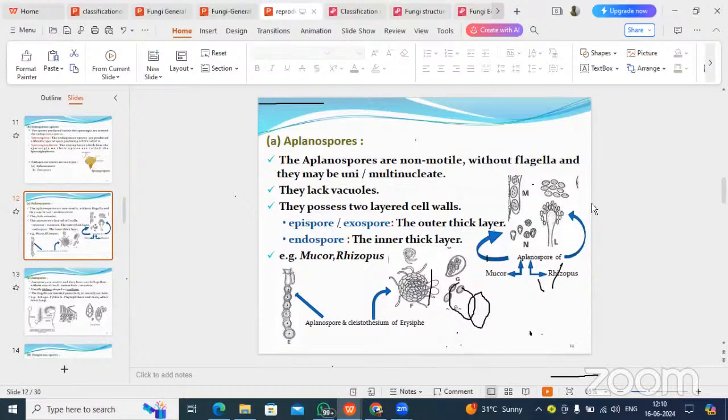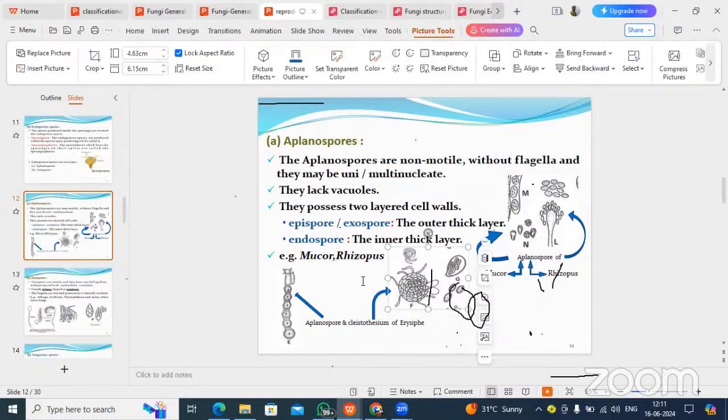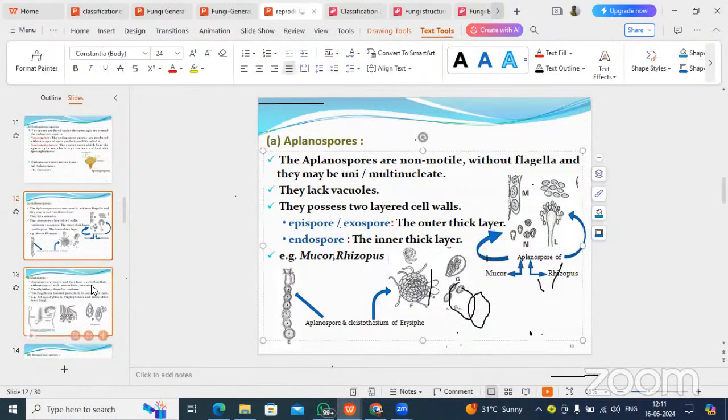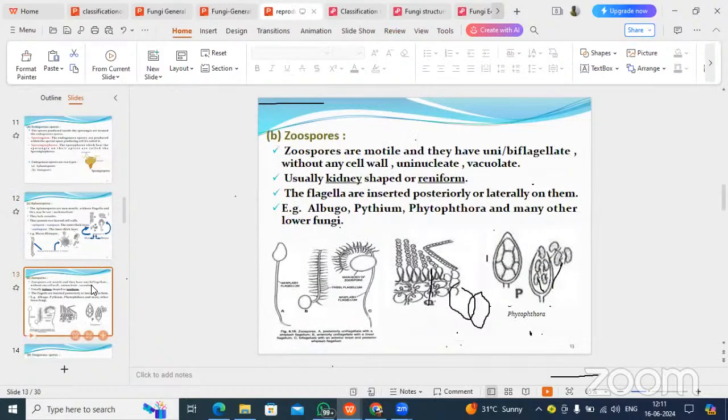In Rhizopus and Mucor, you see the aplanospores which are there inside the cleistothecium fruiting body. You see the cleistothecium fruiting body, inside there are spores. They are all inside the sporangium. That's why they are called endospores. Okay. And the zoospore, you can see how it has the flagella.